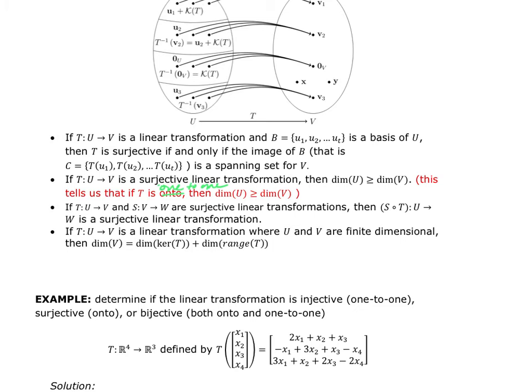So then if T and S are linear transformations, we get the composition. And then, of course, here's the last big one, which is if T is a linear transformation where U and V are finite dimensional vector spaces, then the dimension of V will equal the dimension of the kernel of T plus the dimension of the range of T. Kind of important too.